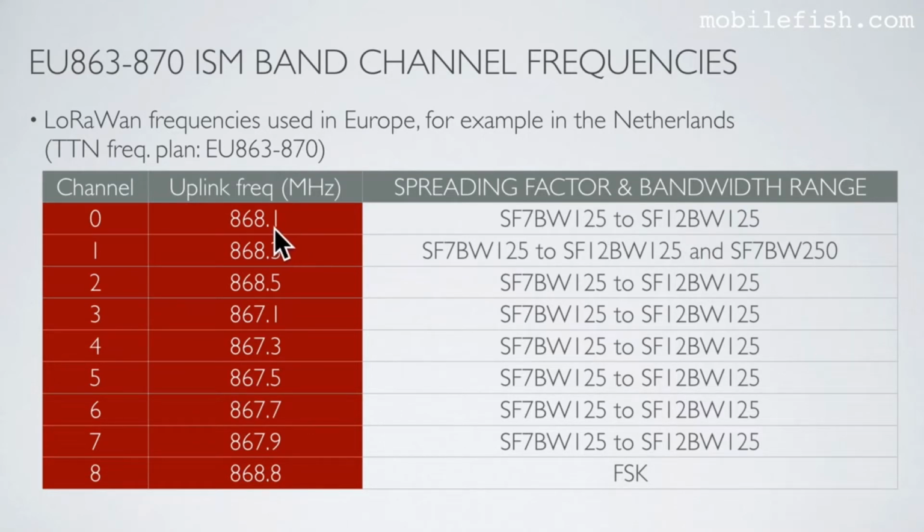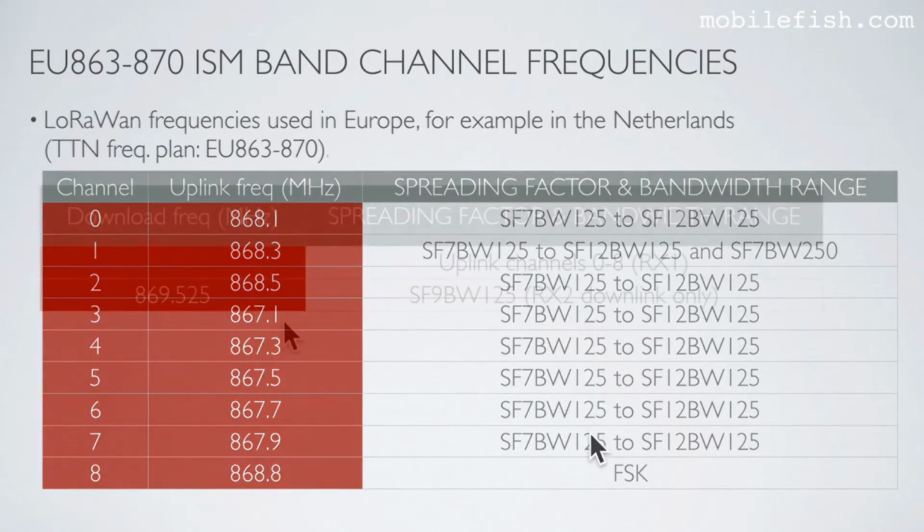For example, this frequency uses the 125 kHz bandwidth. This frequency uses the 125 kHz bandwidth and also the 250 kHz bandwidth. All the other frequencies use the 125 kHz bandwidth.